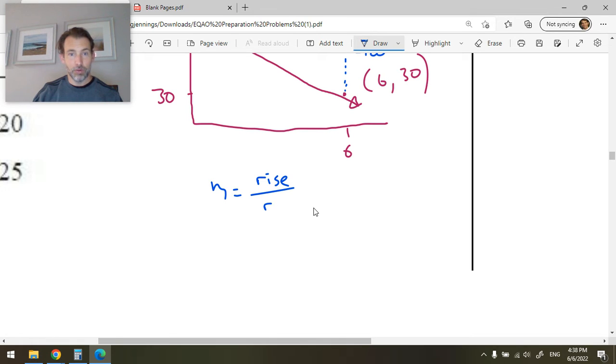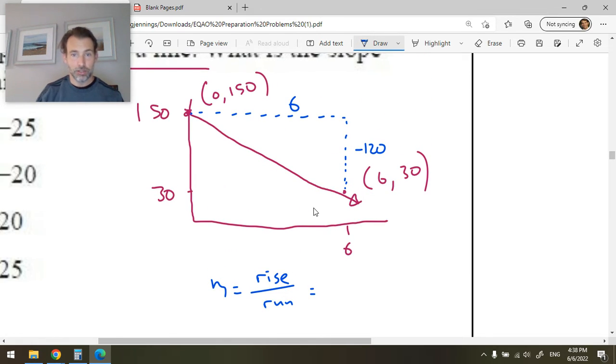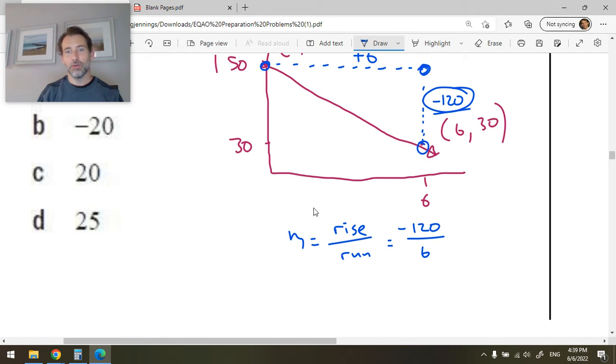So my rate of change or slope or M value is going to be equal to the rise over the run, which in this case, just to show you where the numbers are coming from, negative 120 is the rise and 6 is the run. Get the signs right for these numbers. How do I know how to get the signs right? I go from 0 to 6. That's an increase of 6. I go from 150 to 30. That is a decrease of 120. Decrease will be negative. Increase will be positive. Okay, so negative 120 over 6 happens to be equal to negative 20. There it is. B.